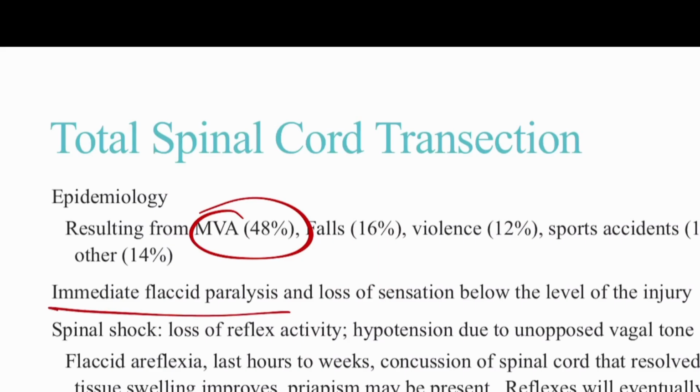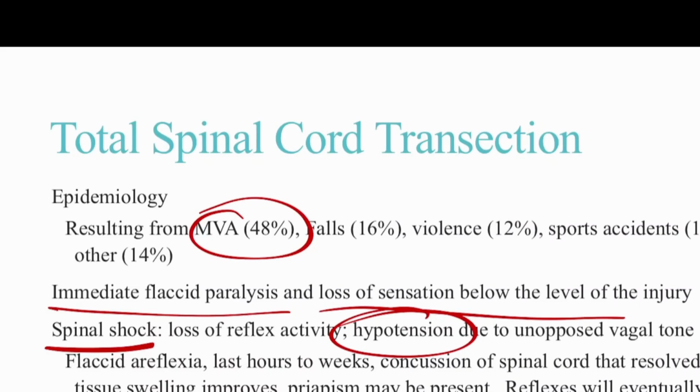Immediate flaccid paralysis and loss of sensation below the level of the injury. When you're studying this section, we're going to do this in a lot more detail when we get to Brown-Séquard, which is the next one: at the level of the injury, above the injury, and below the injury, what kind of deficits are they having? Also watch out for spinal shock. You get loss of reflex activity. They get hypotension due to unopposed vagal tone, so basically the vessels just open wide and pressure drops due to spinal shock. We'll go through this in a second.